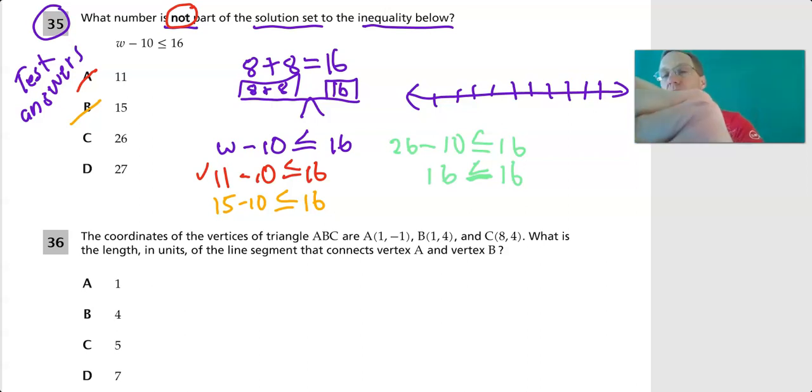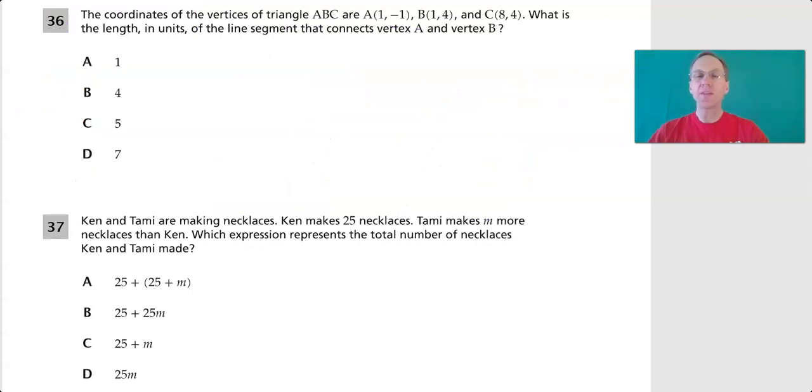So now we got it, right? We nailed it. We don't even have to do the last one, because 27 minus 10 is 17, and that is not less than or equal. So there it is. Nice job. All right, let's look at 36.